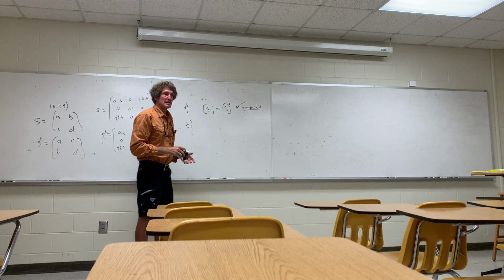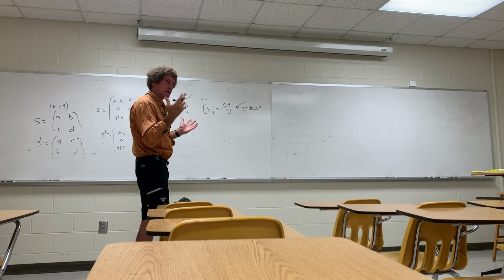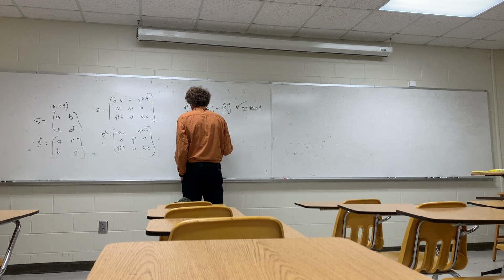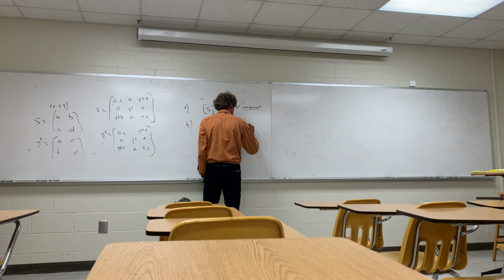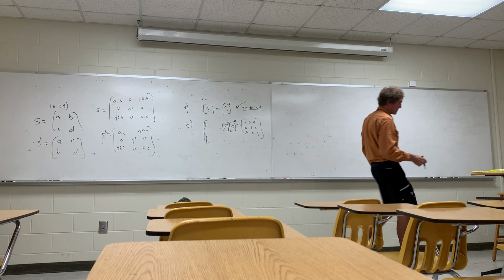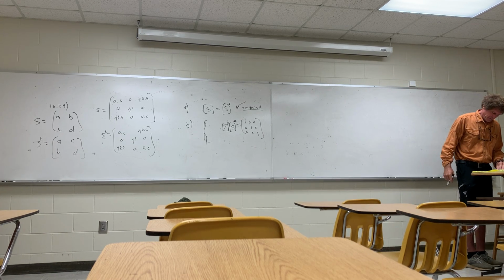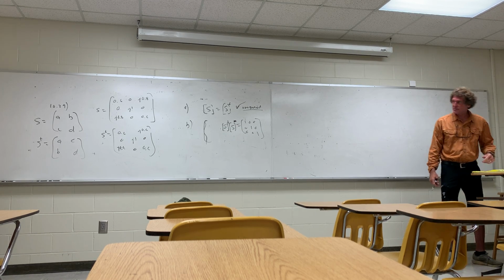Part B is is it lossless. I don't usually ask this question, but if it's lossless, it means S transpose times S conjugate should be just the unitary matrix, with ones on the diagonal and zeros elsewhere. This is equation 10.26 on page 563.